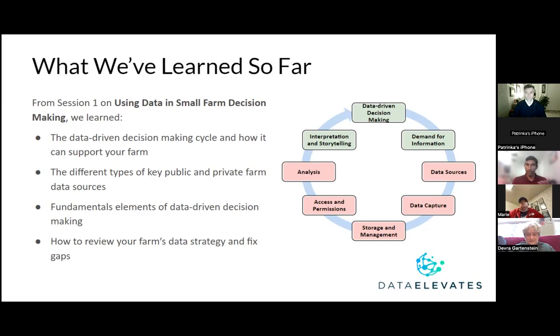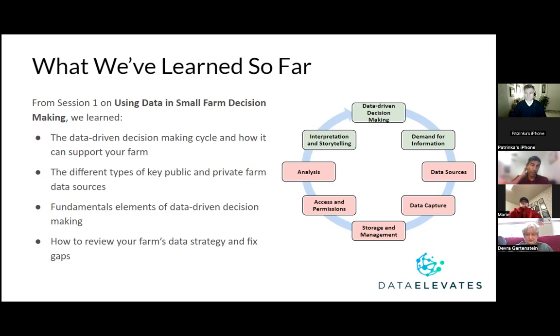More people are using the cloud for this because it creates more accessibility. Access and permissions are probably more usable and more connected to large organizations, but having some sort of security in your data is useful. Then being able to analyze it in relation to the question that you have, which is the demand for information. Why are you demanding this information? And then finally, if you need to create bar charts and things like that, you might not need to, but that's interpretation and storytelling. And the last point here is data-driven decision making.